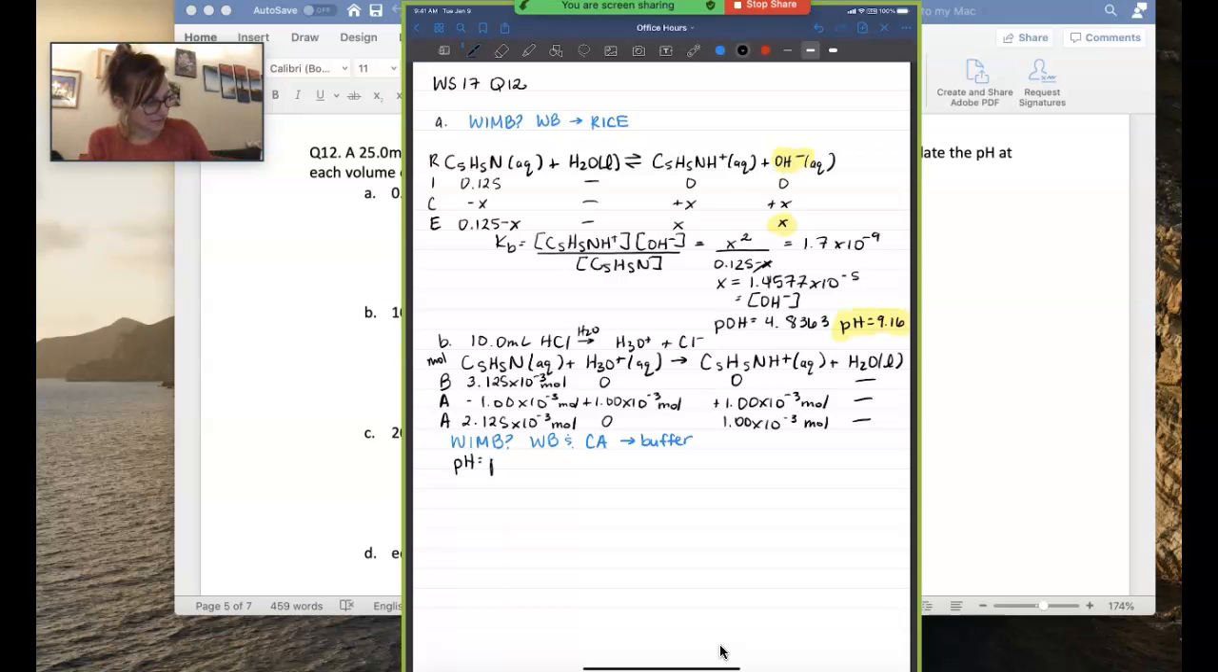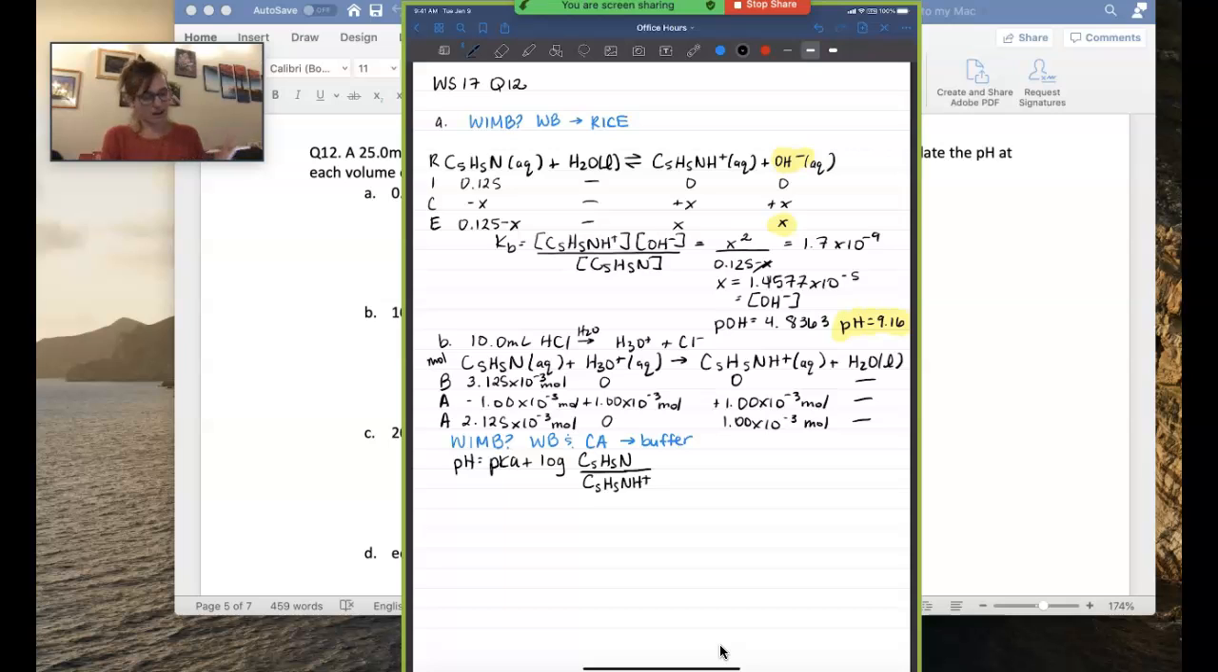pH is equal to the pKa plus the log of the conjugate base, which in this case is pyridine, over the acid, its conjugate acid. It's really important that we recognize when it's safe to use the Henderson-Hasselbalch. So we have a buffered solution at this point in the titration, so that's why it's safe to do that.